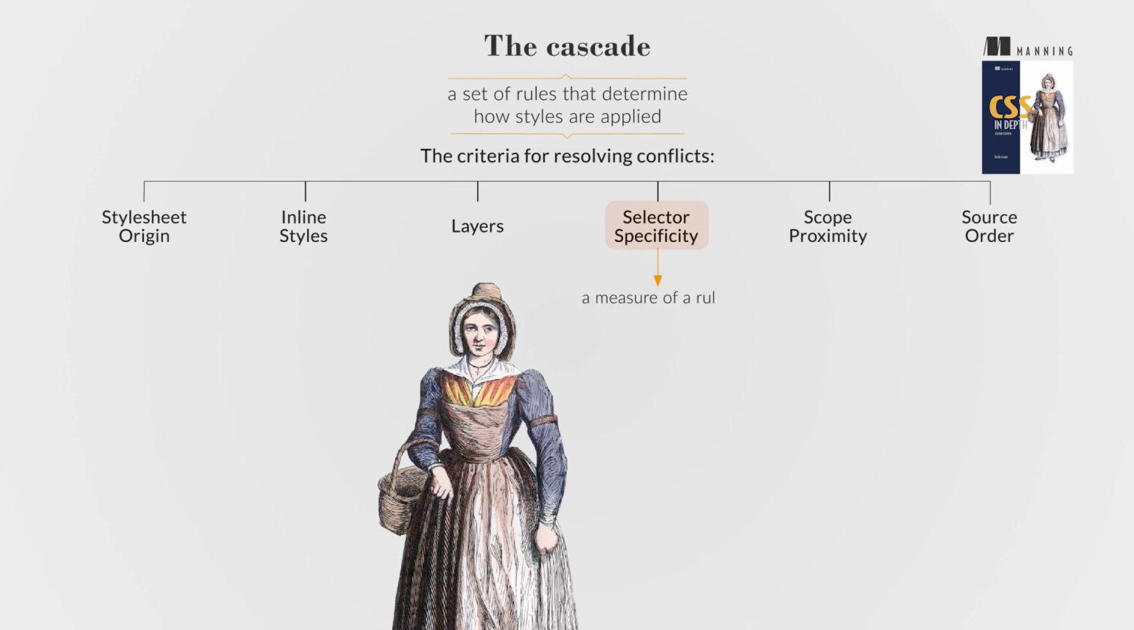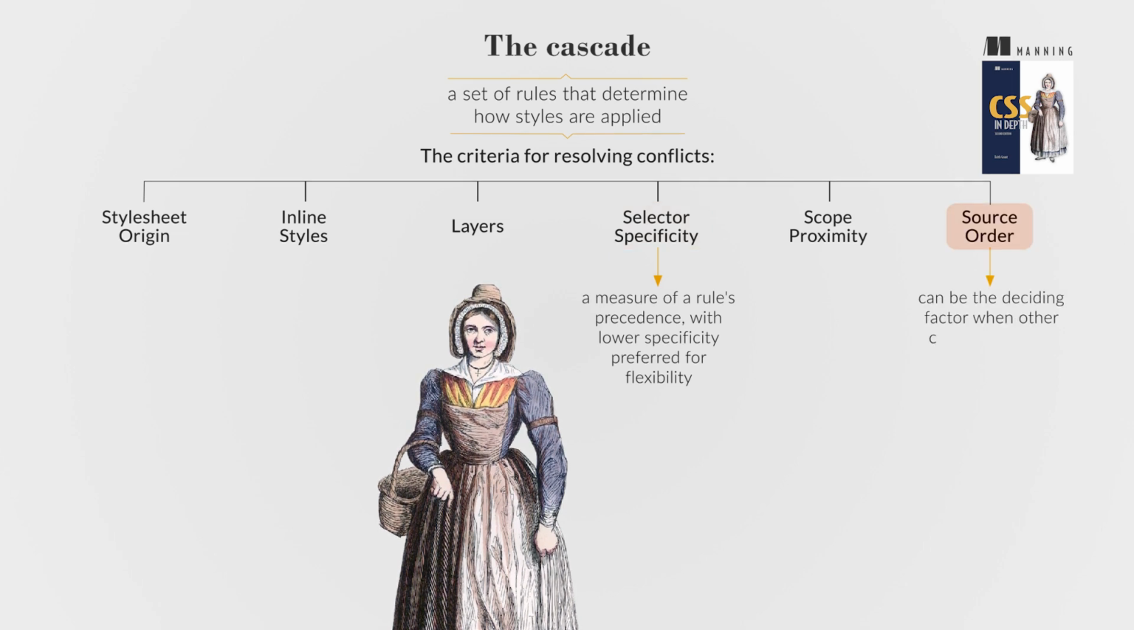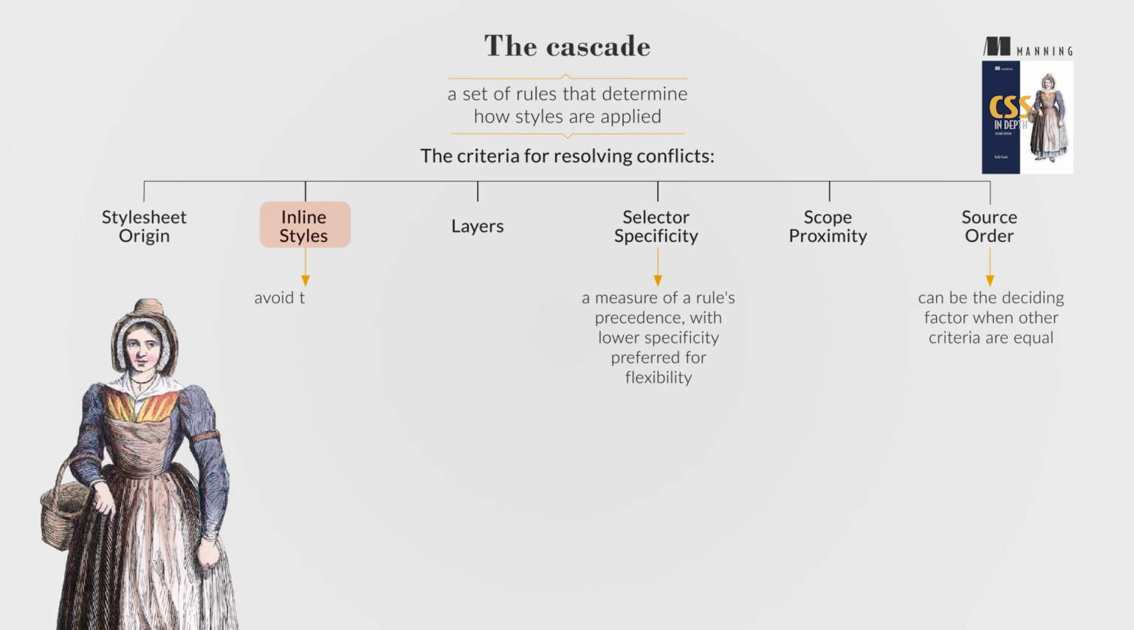Specificity is a measure of a rule's precedence, with lower specificity preferred for flexibility. Source order can be the deciding factor when other criteria are equal. Avoid inline styles in JavaScript to prevent specificity issues.